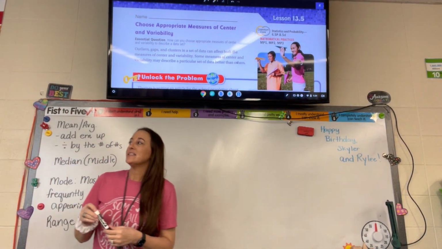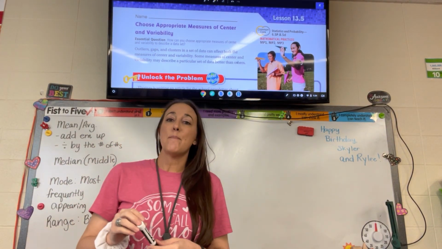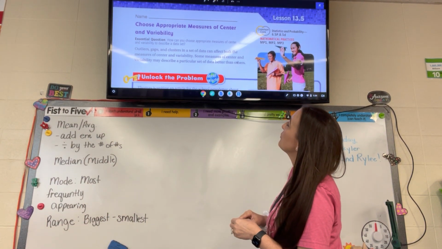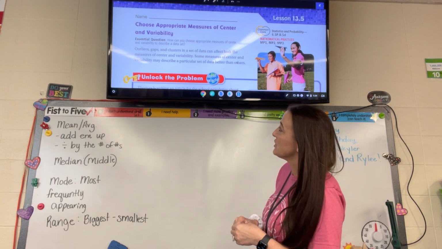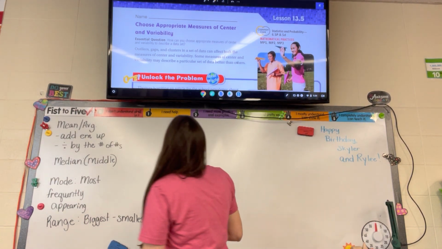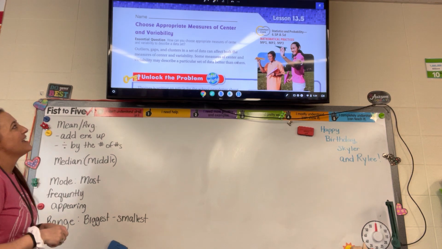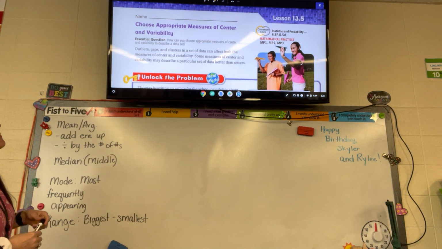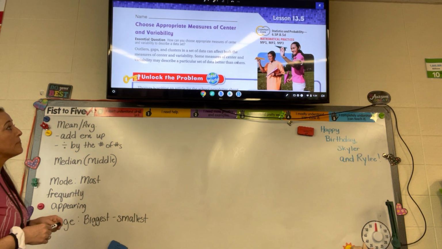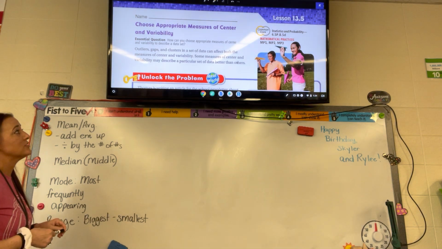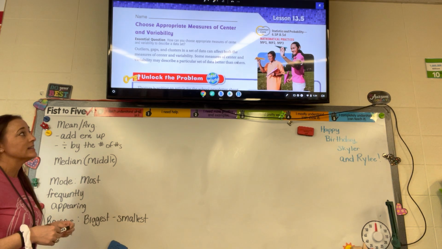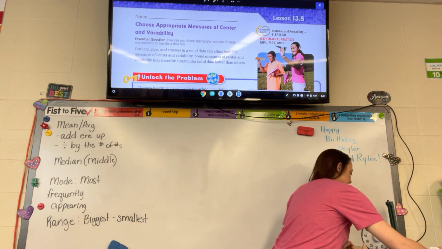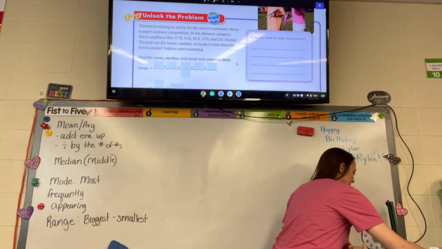Today we're doing lesson 13.5, measures of center. The essential question: how can you choose appropriate measures of center and variability to describe a data set? Outliers, gaps, and clusters in a set of data can affect both the measures of center and variability. Some measures of center and variability may describe a particular set of data better than others. Okay, so it's a little bit confusing, that part. So we're going to get in.